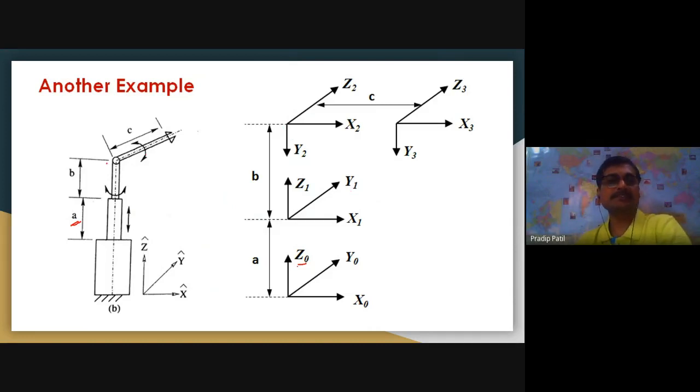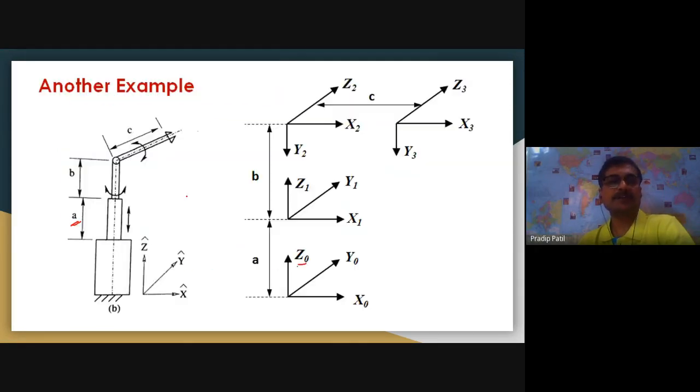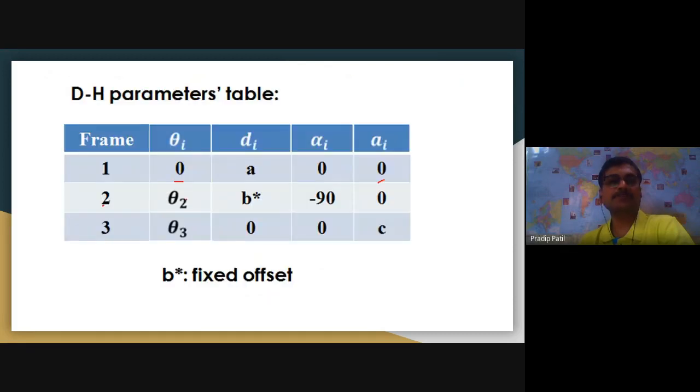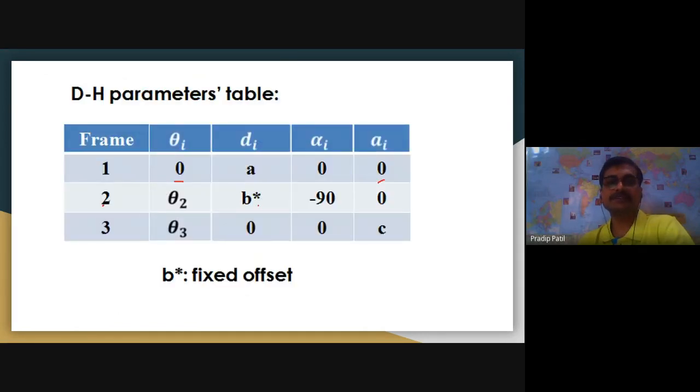Then the next one is this horizontal axis, which is the same as the previous example. There is not much change here, so I will not explain in much detail. You can just have a look at the DH parameters. Since the first frame is a prismatic frame, theta is 0, whereas this is rotary and this is also rotary, so there will be theta 2 over here and theta 3 over here. We can observe that a and b interchange. This is variable and this is fixed. Alpha i for the second is minus 90, the same as earlier.